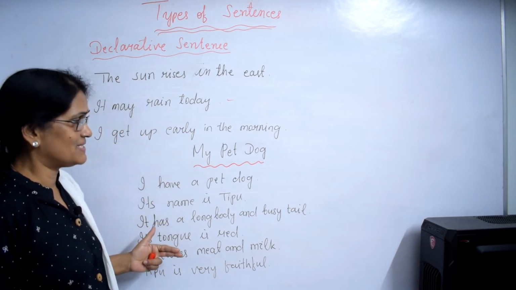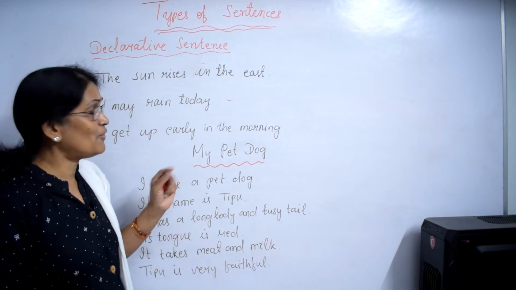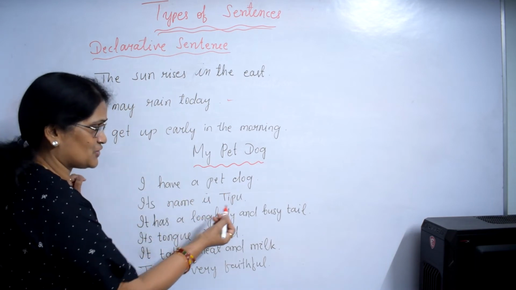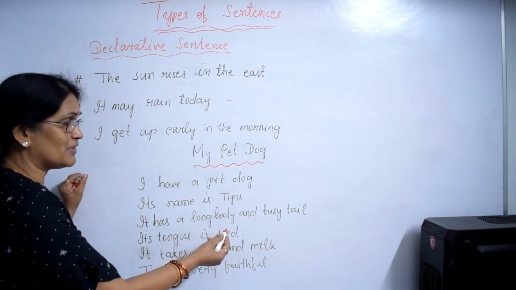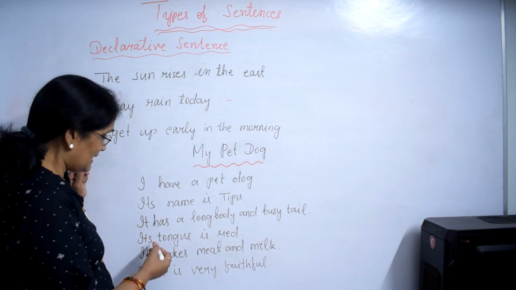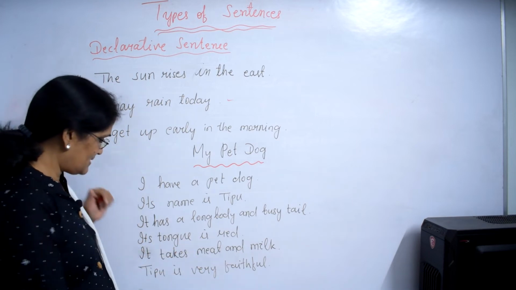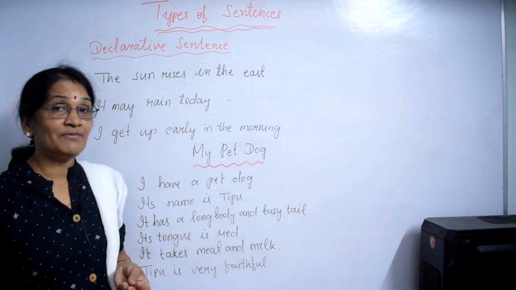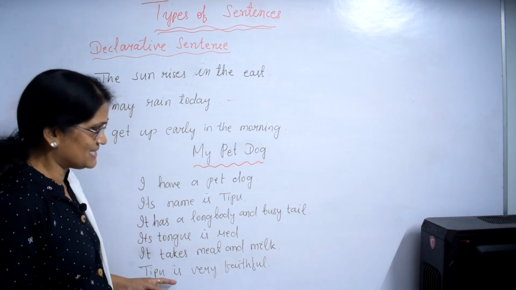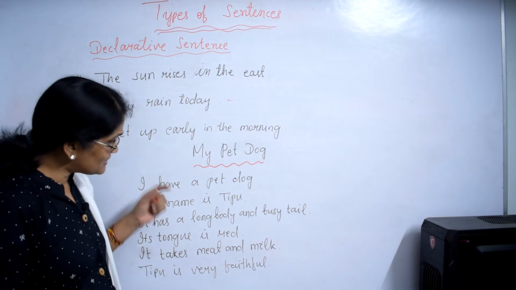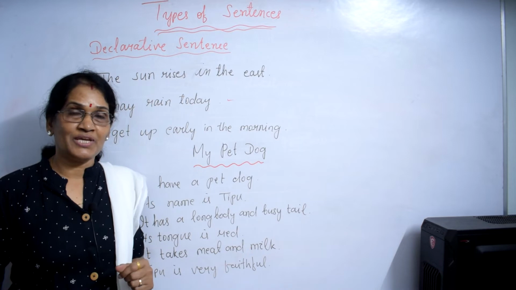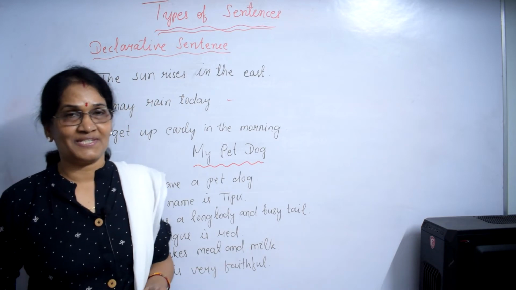Here I have represented some sentences about my pet dog. I have a pet dog. Its name is Tipo. It has a long body and bushy tail. Its tongue is red. It takes meat and milk. Tipo is very faithful. All sentences are facts and statements. So they are declarative sentences. In such a way, we can find out declarative sentences.